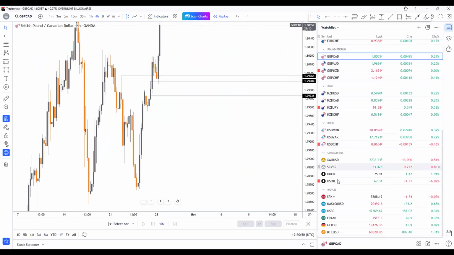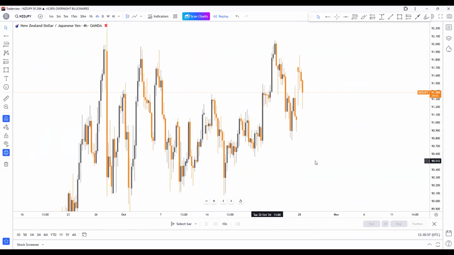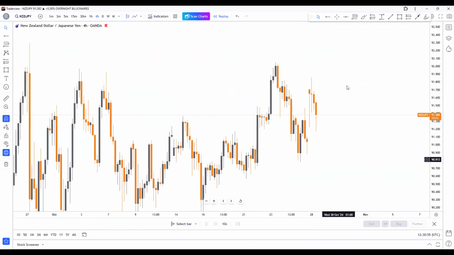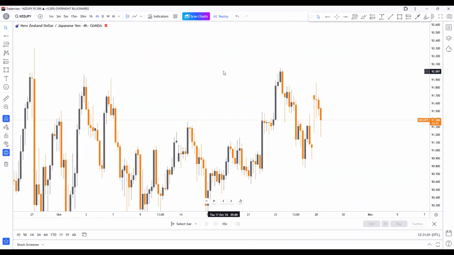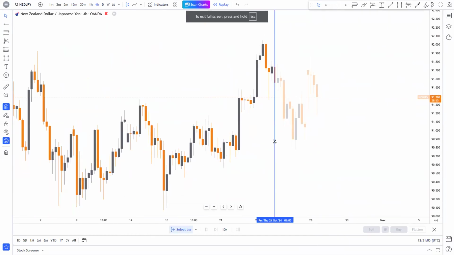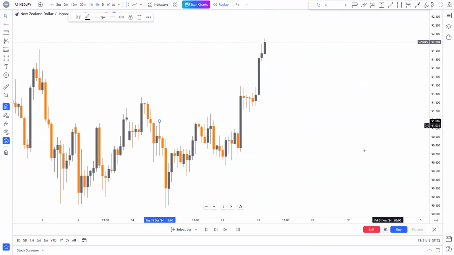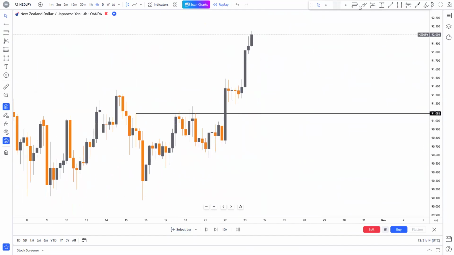We do have NZD JPY. We had one example here. So the NZD JPY, we had this support and resistance. We had this support and resistance here. This is the support and the resistance.